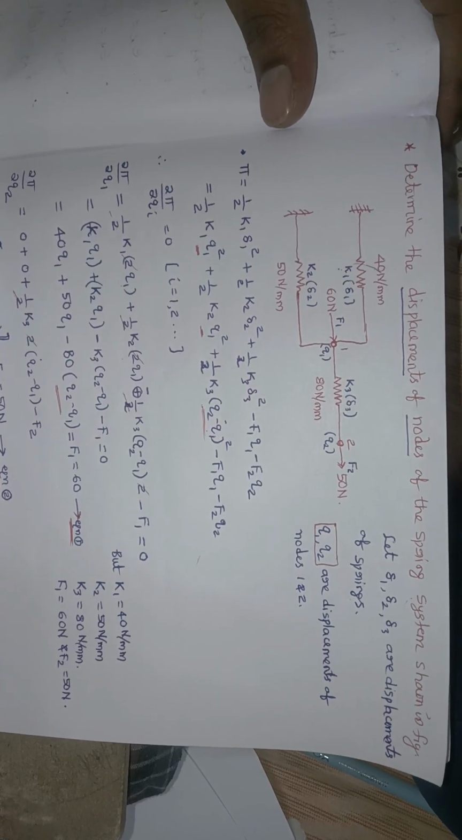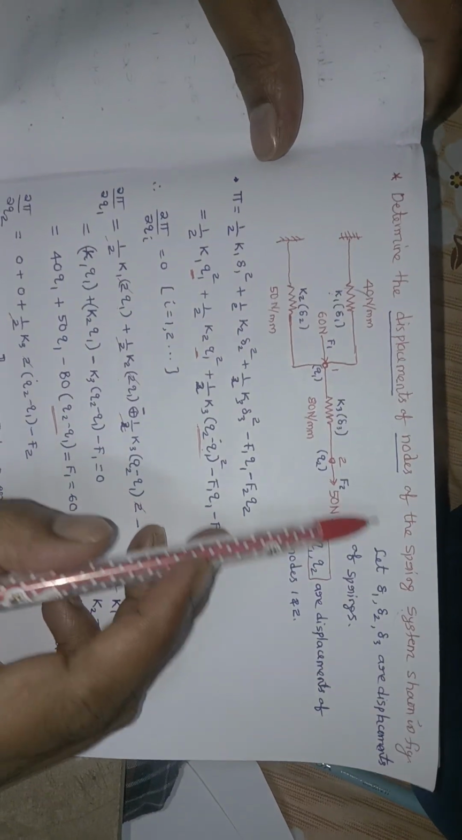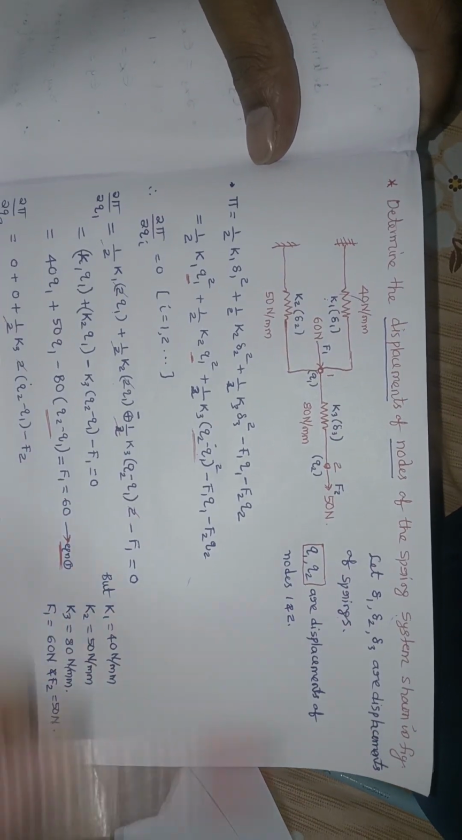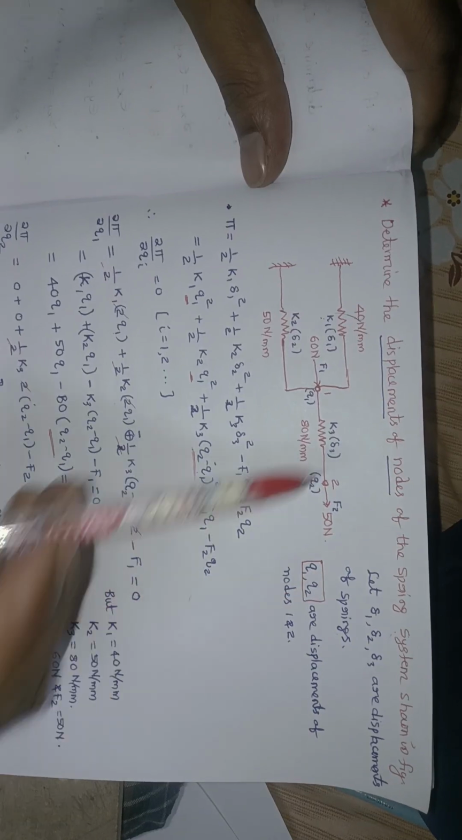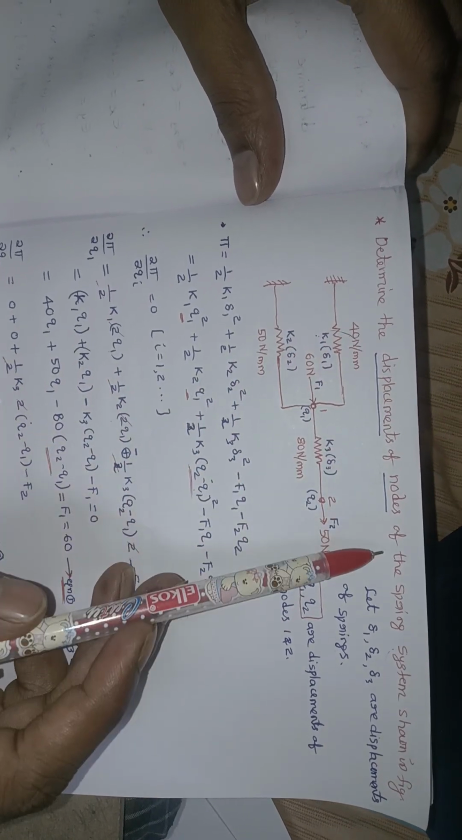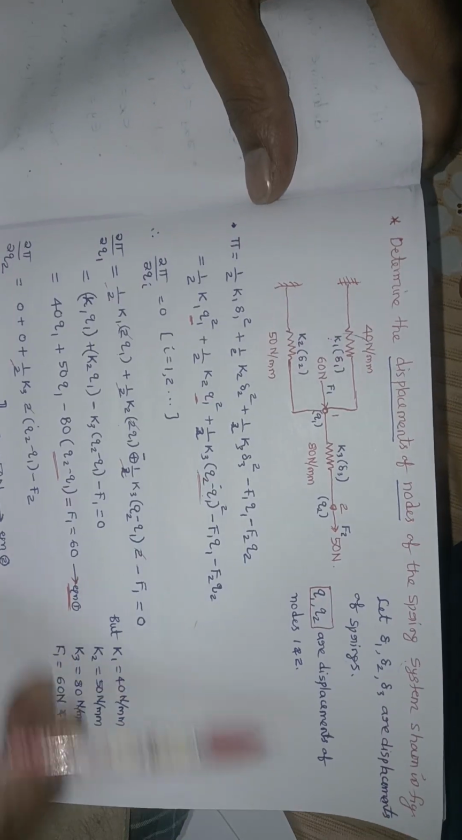Dear all, good evening. Let us see the important problem on the spring system. Here the red color indicates the given problem. Determine the displacements of the nodes of the spring system shown in figure.